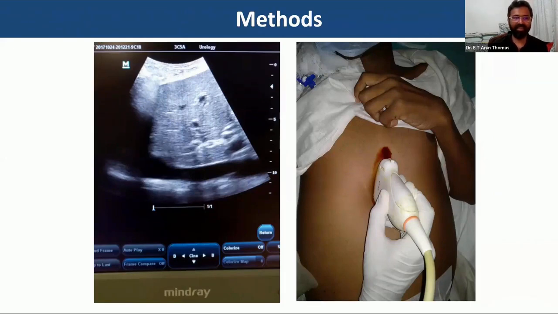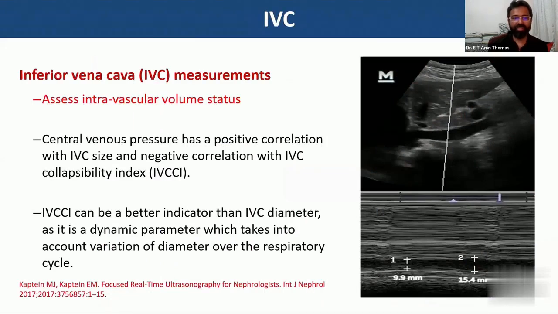It is very easy. The learning curve is very short. And just measuring or looking at the IVC is not enough. We have to see the IVC collapsibility. This is because during inspiration, the blood is sucked into the heart because of the negative intrathoracic pressure, and during expiration, the movement of blood in the IVC to the heart is very less. So if the patient is volume depleted, during inspiration the IVC will collapse, and we can calculate the collapsibility index using M mode.